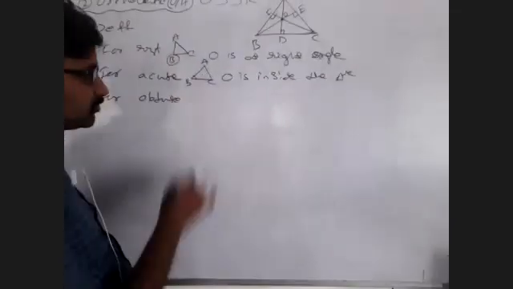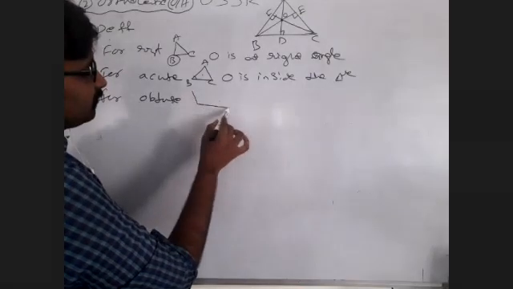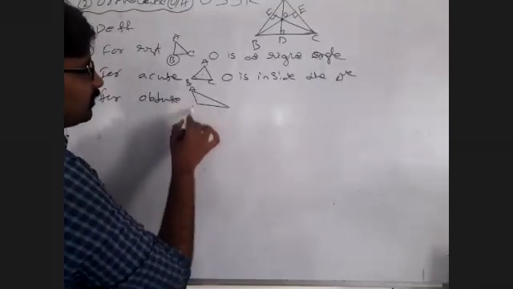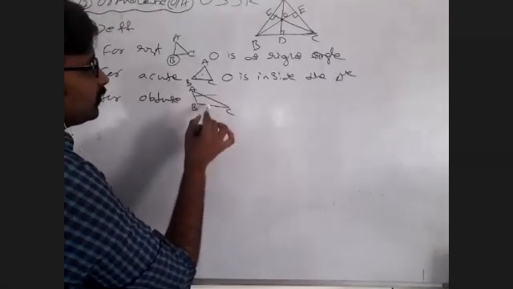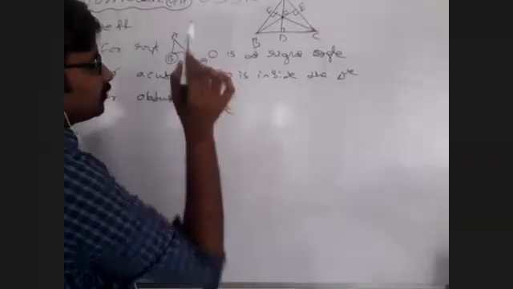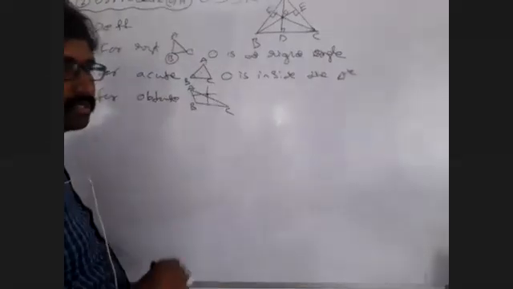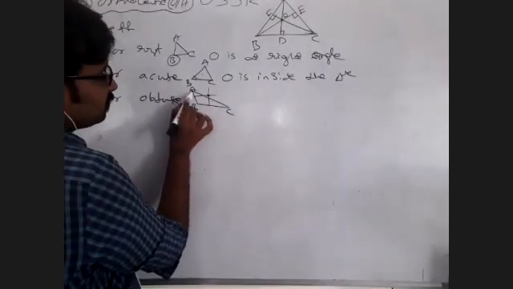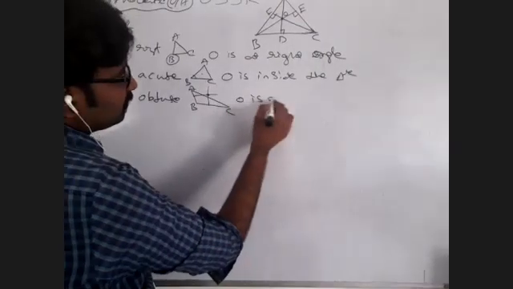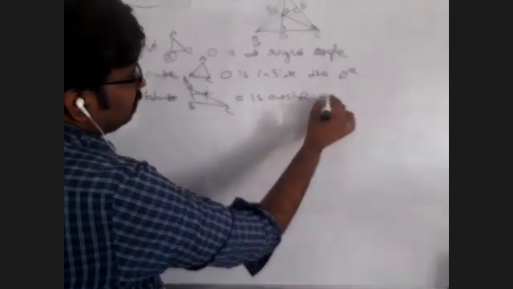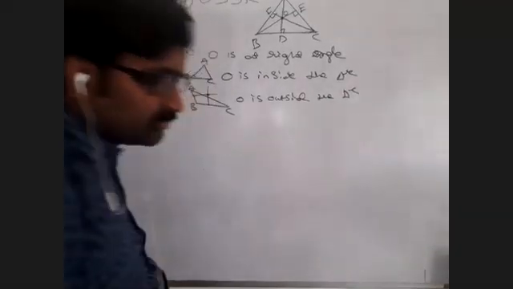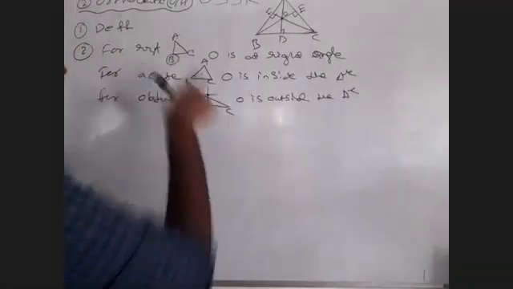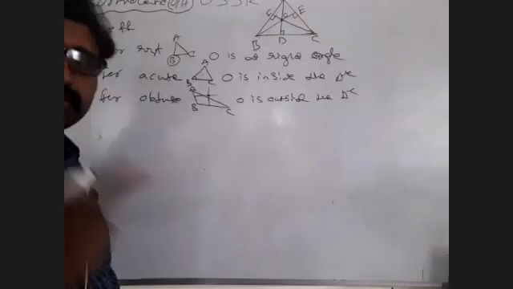For an obtuse angle triangle, obtuse means greater than 90. For an obtuse angle triangle ABC, the orthocenter will be outside the triangle. Here you will get the orthocenter; we should find the altitudes. O is outside the triangle. For acute, inside. For obtuse, outside the triangle.